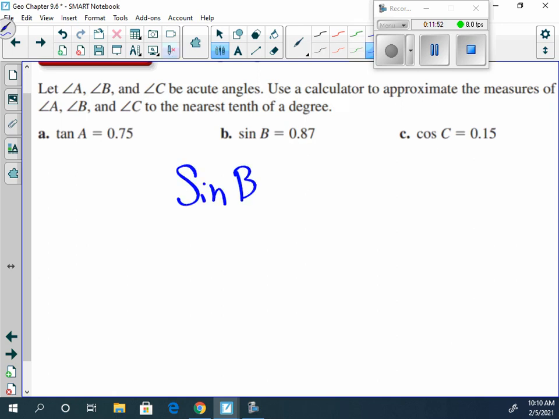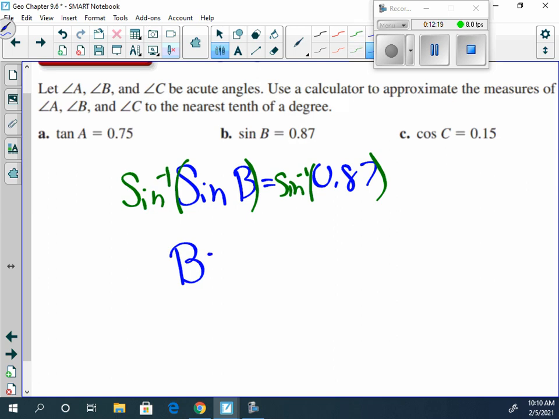Now we have sine of B equals 0.87. And again, we want to find the measure of angle B. Well, to get the angle out of sine, to get sine away, we need to use sine inverse. And we have to do it to both sides, because if I do it to one side, I have to do it to the other. And sine inverse of sine of B, these two will cancel each other out. They will undo each other, which will give us B by itself, which is equal to sine inverse of 0.87.